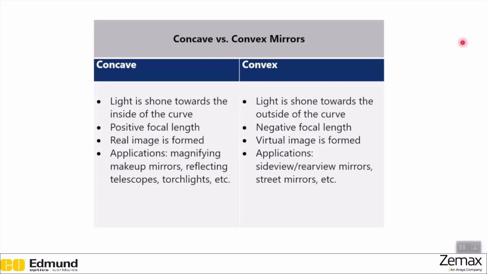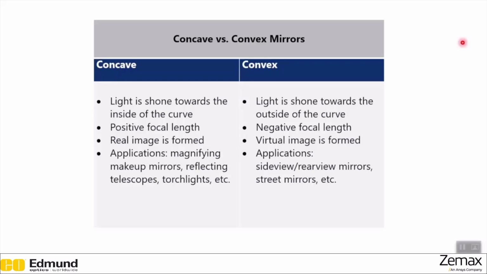A concave mirror is having light shown towards the inside of the curve with a positive focal length, and real images are formed. So some applications of this are magnifying, makeup mirrors, reflective telescopes, and torch lights. Meanwhile, a convex mirror has light shown towards the outside of the curve, and these will have a negative focal length. And instead of a real image, a virtual image is formed, and some applications include side view or rear view mirrors and street mirrors.